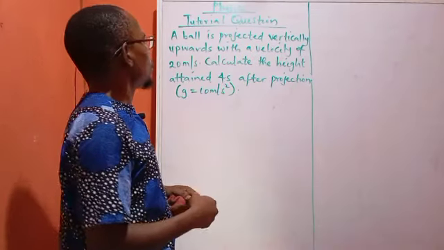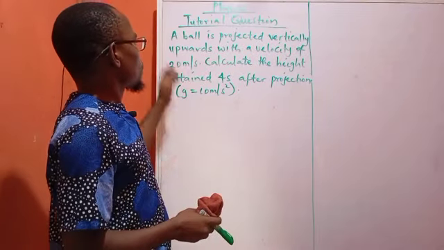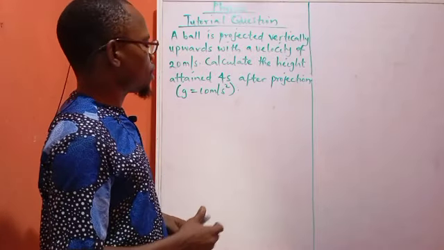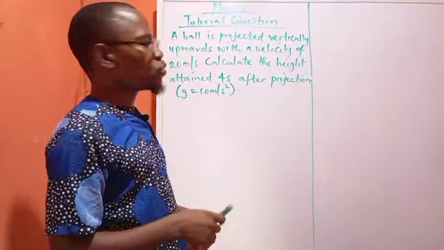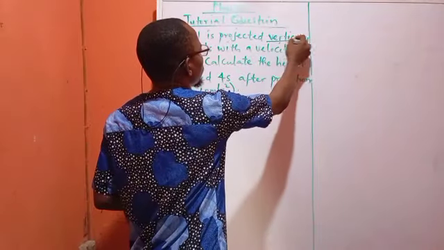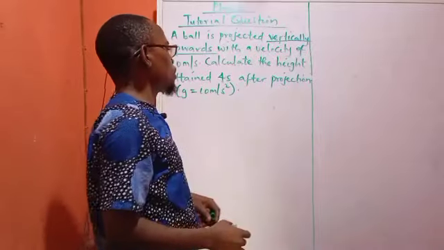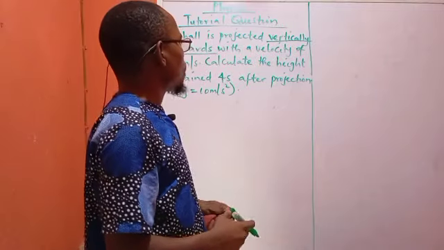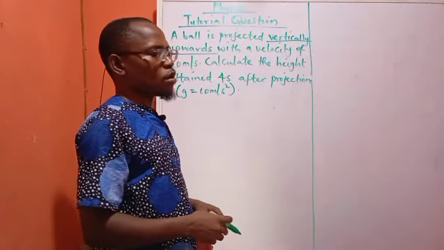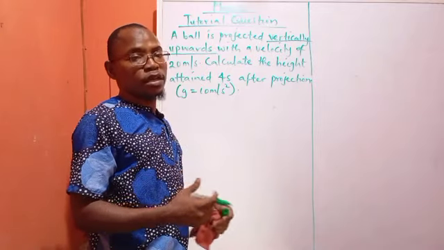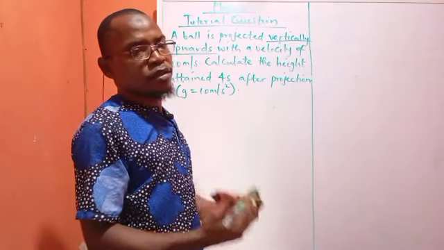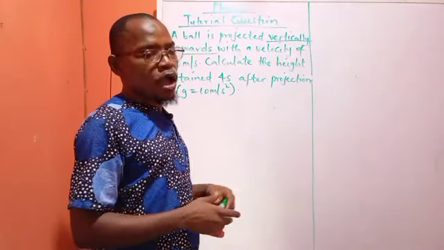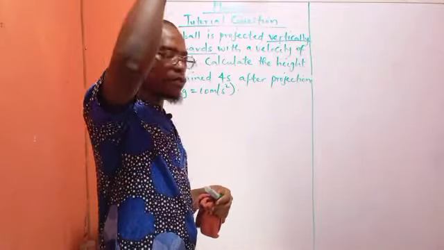All right, so taking a look at this question, a ball is projected vertically upwards with a velocity of 20 meters per second. What we have to take note of here is this: vertically upward. We have to take note of it because this is a question that relates to motion under gravity, whereby an object is thrown vertically upward, or an object is dropped from a height.